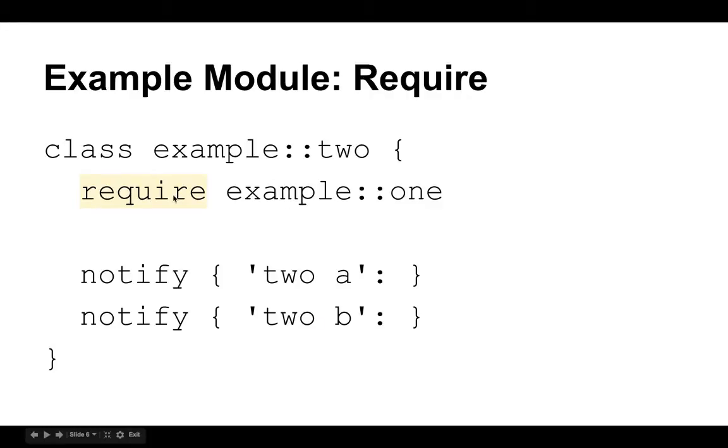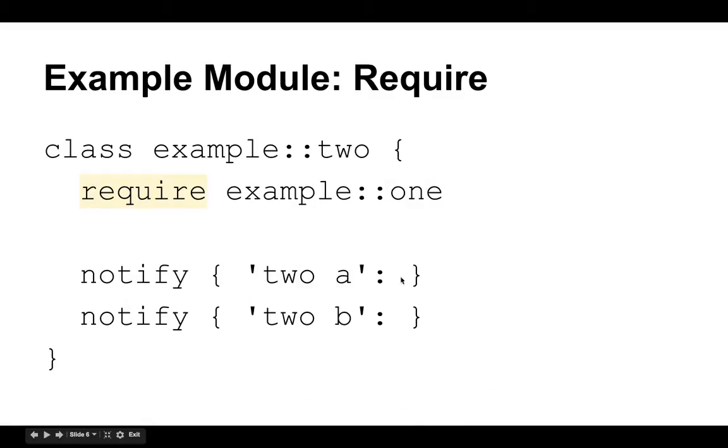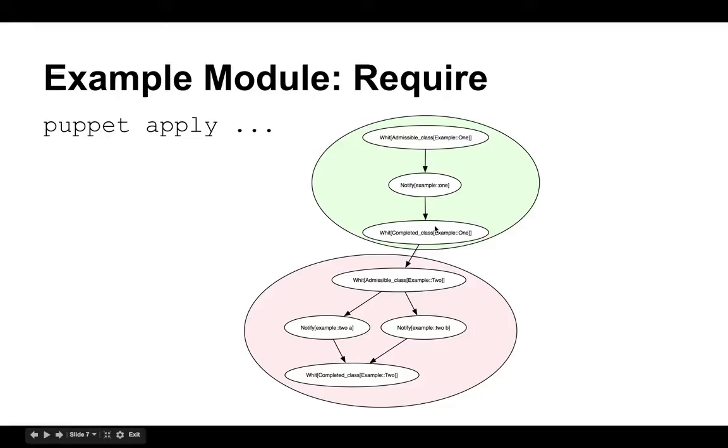So what about require? Require is a superset of include. It's going to do exactly the same thing include does. It's going to make sure that class exists in the catalog, but it's also going to establish a relationship between them. Again, a class is these two whits, this sandwich, and the resources go in between. It's going to establish a relationship between the completed whit for example::1 and the begin whit for example::2. That's class example::2 requiring example::1. It's going to make sure that the whole of class example::1 is executed before example::2.